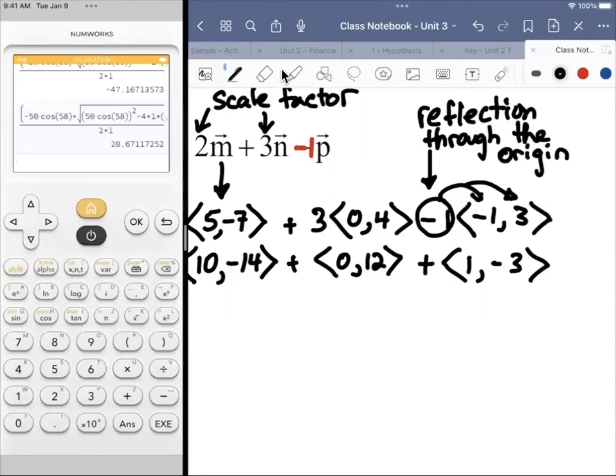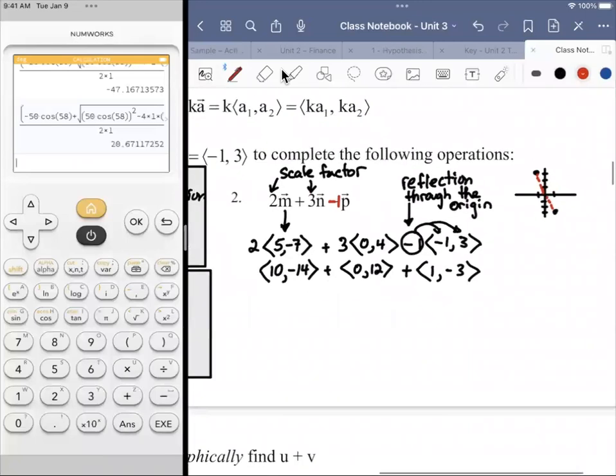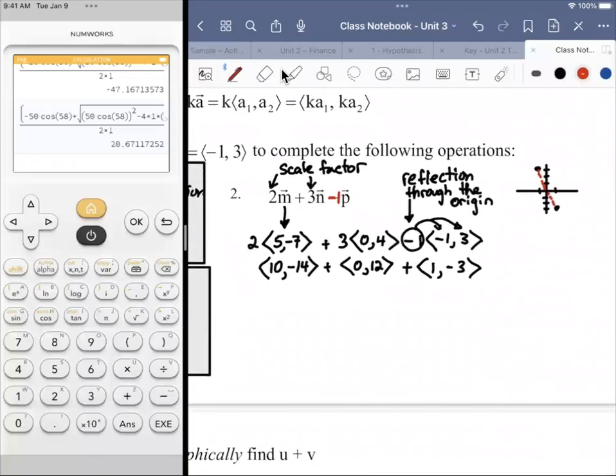All right, reflection through the origin. All right, so just a quick sketch of that. I have originally -1, 3. Now I have 1, -3. All right, so find the distance from that first point to the origin and just do the same thing, but in the opposite direction. All right, so it should be symmetric over the origin.